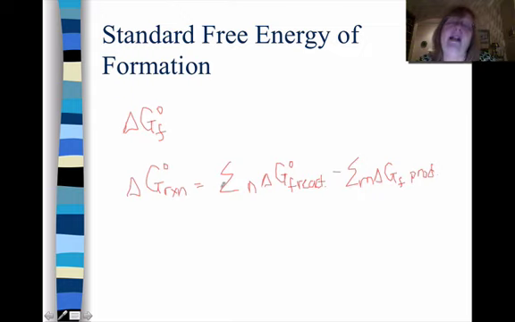All right, well, we're going to practice a lot of these equations in class. So if you're a person who likes to do calculations, this will be the unit for you.